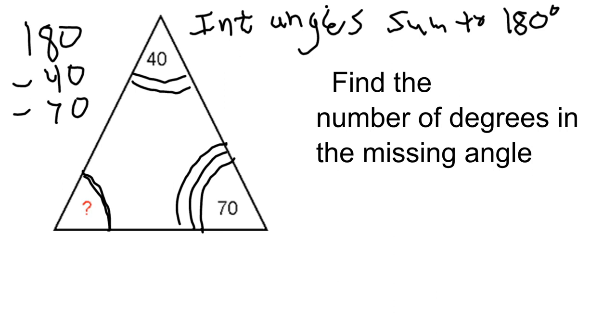Now you may want to use a calculator. If you have your phone out right now, you could use that if you're watching on a computer rather than your phone. So 180 minus 40 minus 70, what do I get? That is 70 degrees.